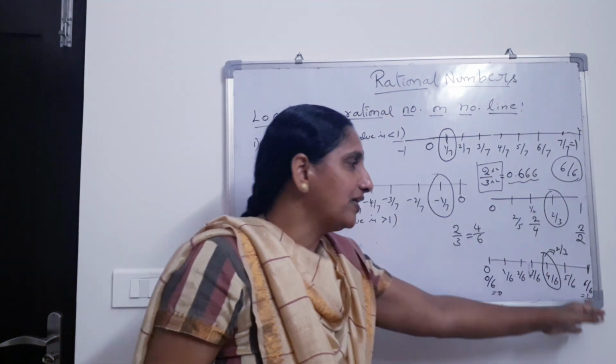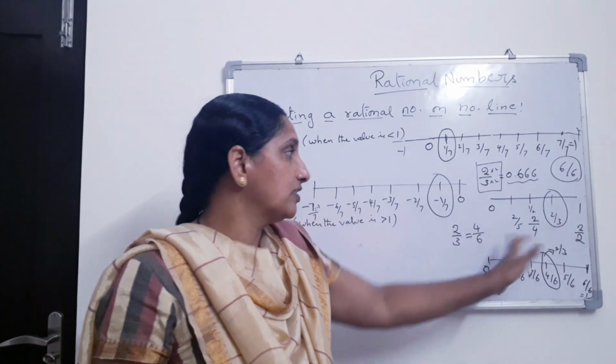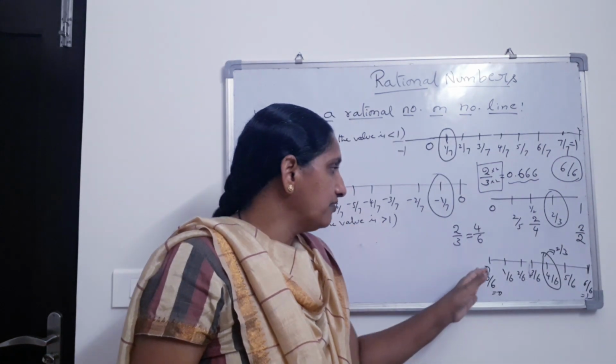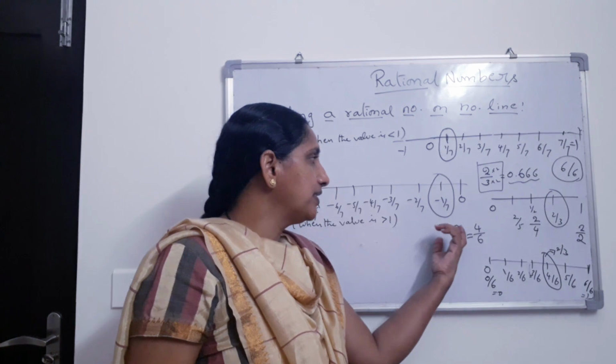Okay, then 6 by 6 is 1. Directly you can easily say that, is it not? 6 by 6 is 1. So you can start with 0 by 6 and go on. But here 2 by 3 is given to us.